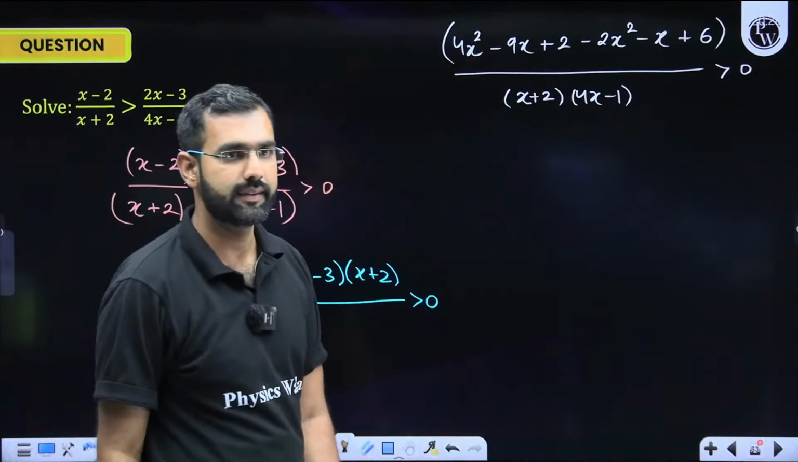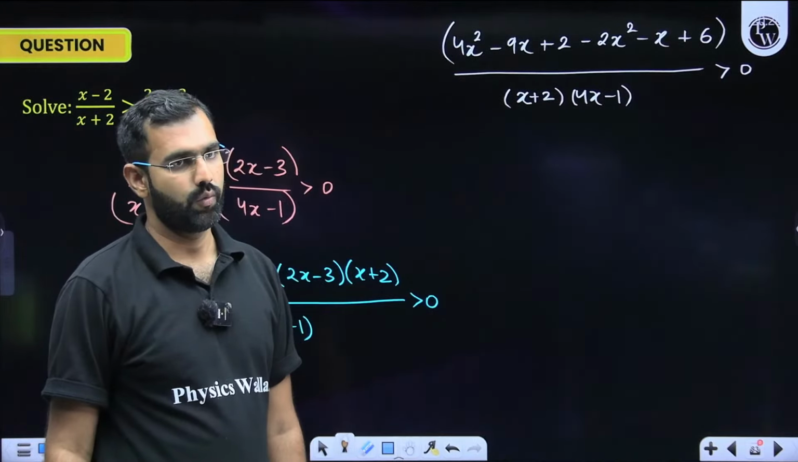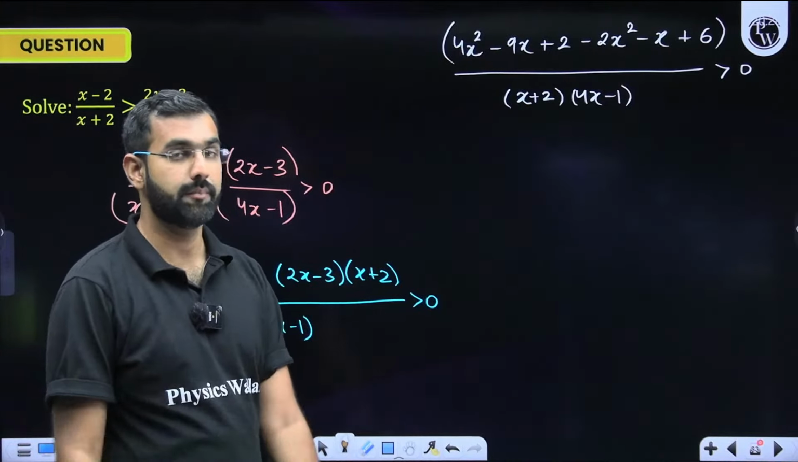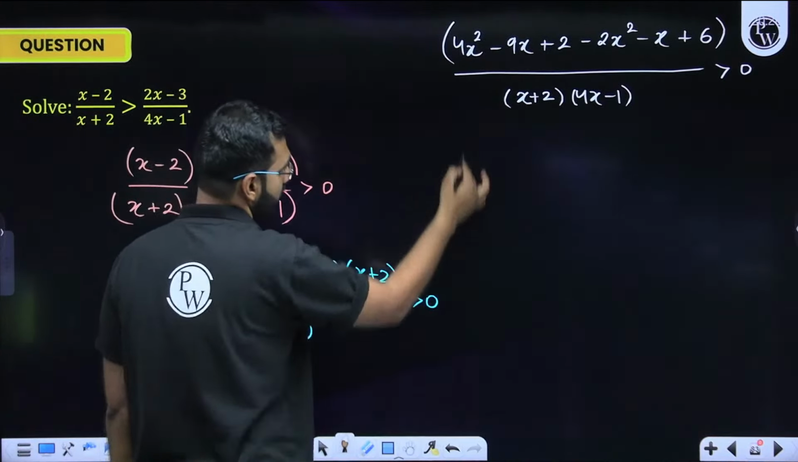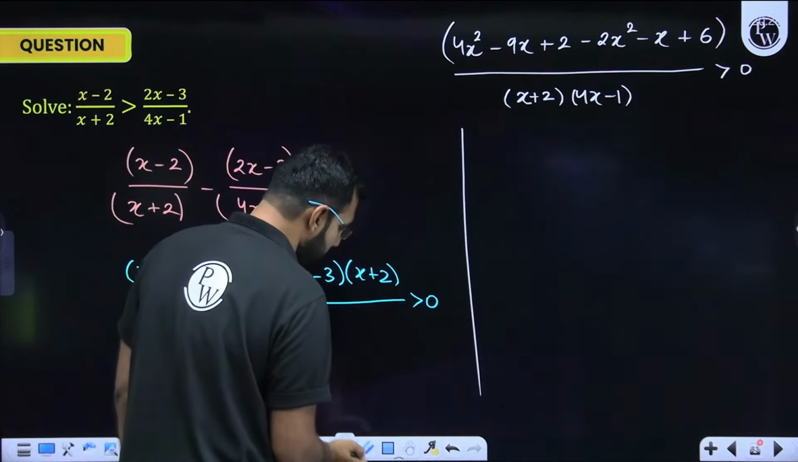All the participants? Yes, take the terms on one side, sir. Brilliant, Sachin. That's a perfect suggestion. I was hoping or expecting that somebody would respond. Great. Now from here, all I'll do is simplify the numerator.